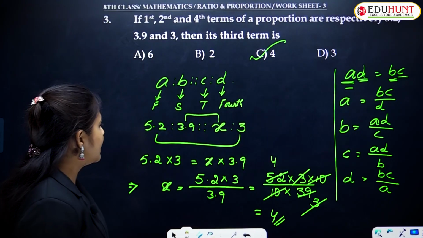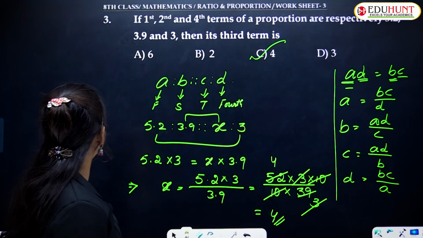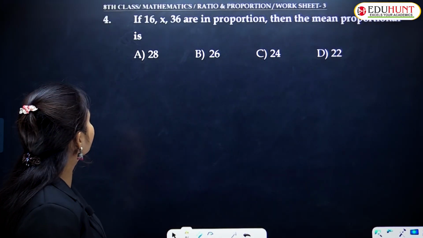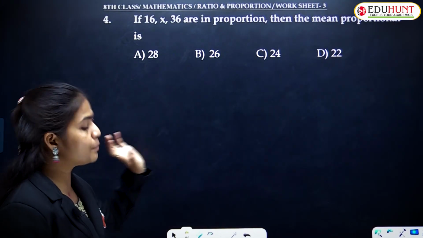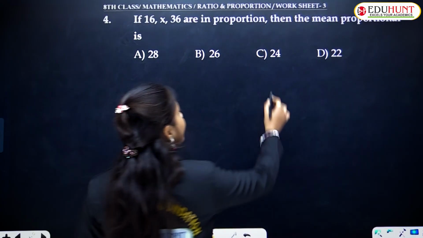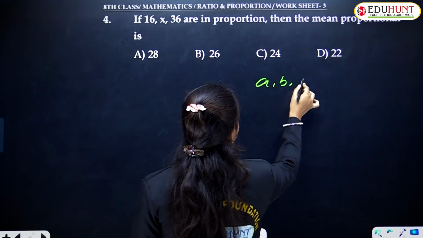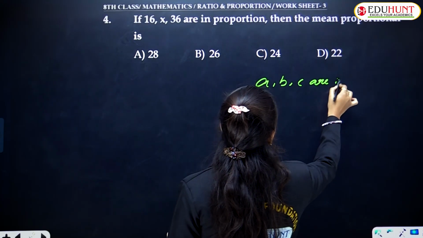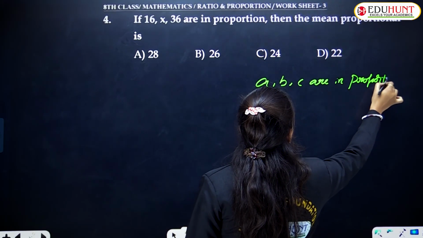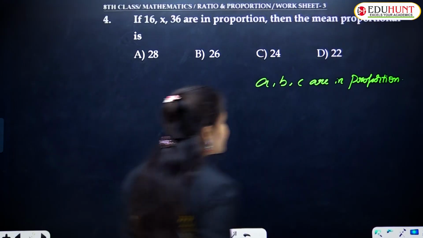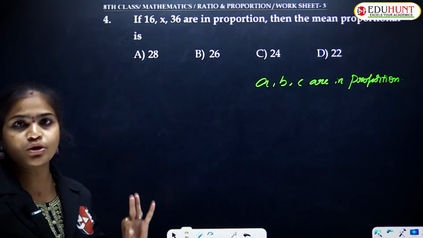Understand? Yes. So see here, my next question. What is that fourth one? What is given here? This is also just like the previous one, but here it is mean proportional. Mean proportional means what? Here A, B, C are in proportion. So what will we call this one? A, B, C are in proportion. Here there are 3 terms only.